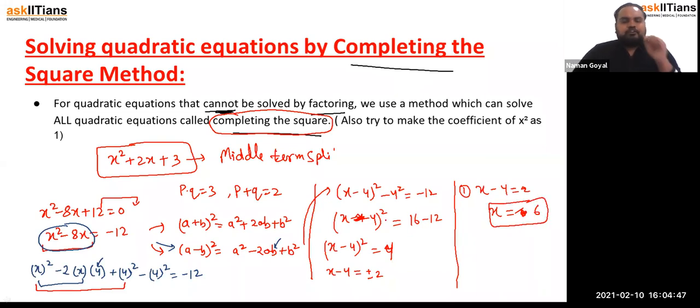So the first root we got for this equation is x is equal to 8. And the second root comes when we take minus 2 over there. So it becomes x minus 4 is equal to minus 2. So it gives x is equal to 4 minus 2, which is 2. So we can solve this equation by completing the square. Are you getting my point? So we just take a quick review of this question.